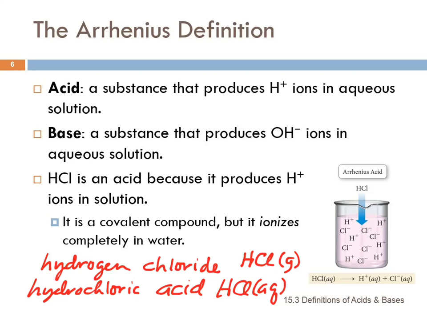I have a question. Yes? The fact that it ionizes like that, is that because of the difference in electronegativity between hydrogen and chlorine, or is it some other reason? That's a good question. Why does it ionize in solution? I believe it has to do with the forces of attraction between water and the components of the hydrogen chloride, that water is able to solvate the HCl much in the same way it does with an ionic compound.